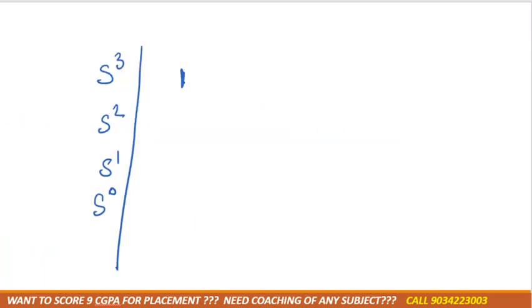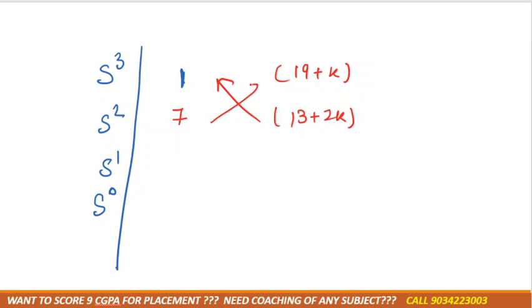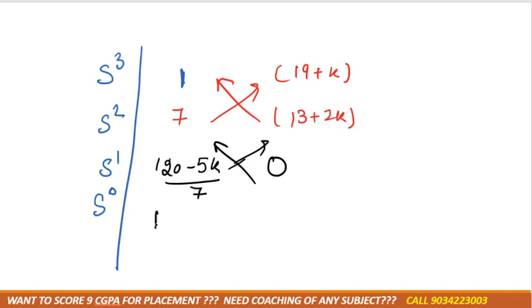See, the Routh array of that equation is how much? S cube, s square, so it would be 1, then 19 plus k, then 7, then 13 plus 2k. Now we need to multiply this by this divided by 7, right? So after solving it, we'll get 120 minus 5k divided by 7. Next term will be 0. Again we'll do the same thing, right? So what would be the value over here? That would be 13 plus 2k.